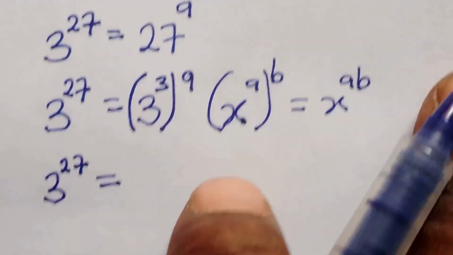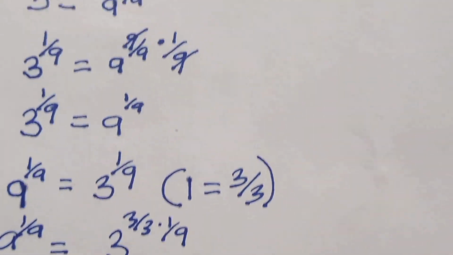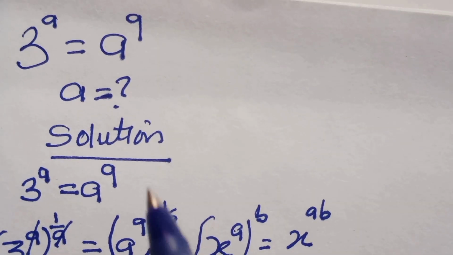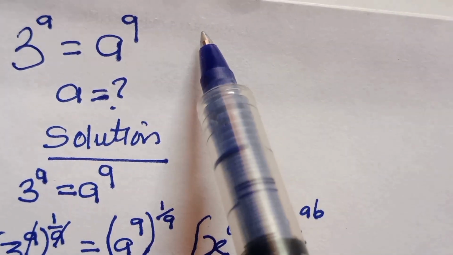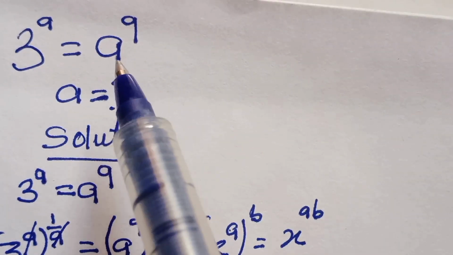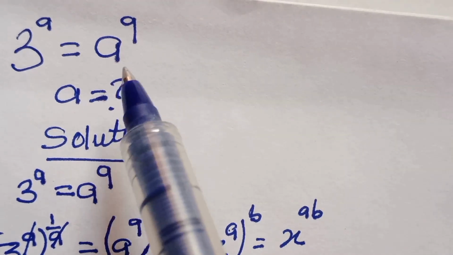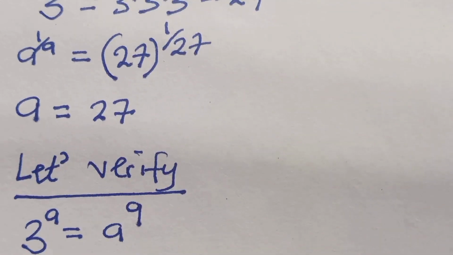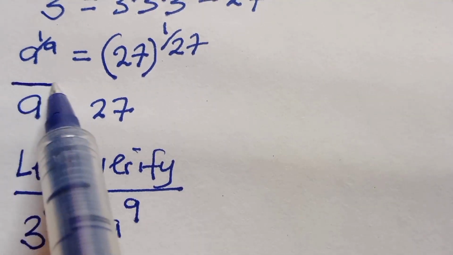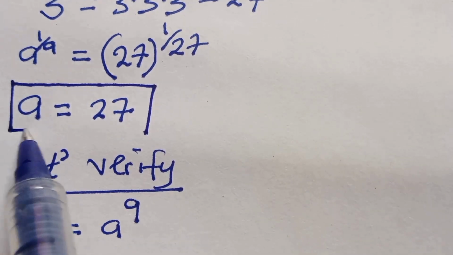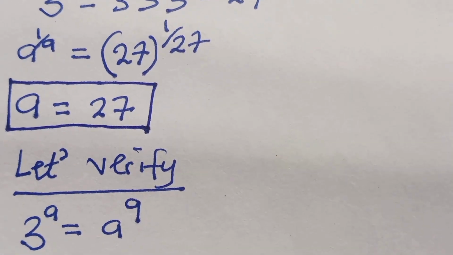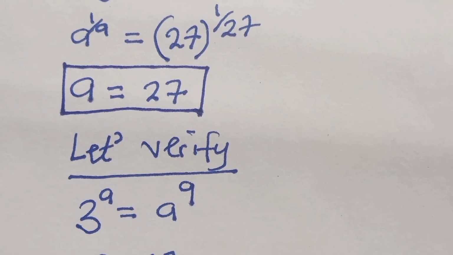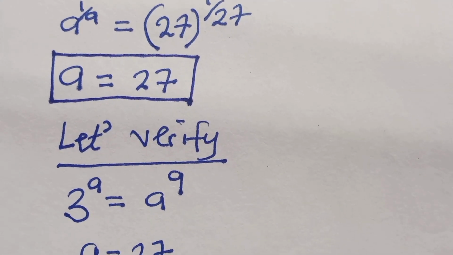So from the original question, we are having 3 raised power a to be equal to a raised power 9. So we are asked to get the value of a. And we've already gotten the value of a to be 27 if you have been following. So the value of a here is 27. So we now want to verify if our left hand side will be equal to our right hand side, so that we'll be able to conclude that the value of a is really 27.